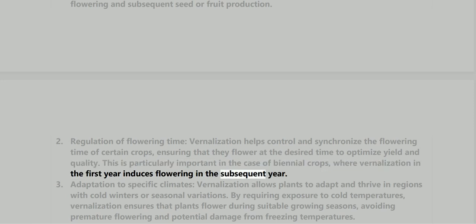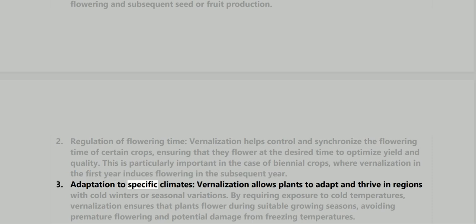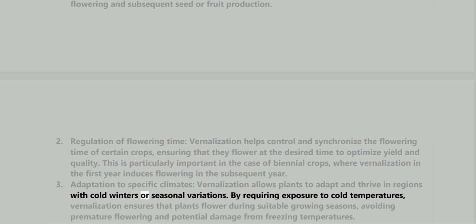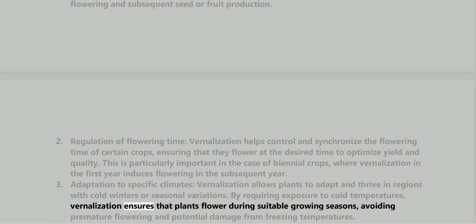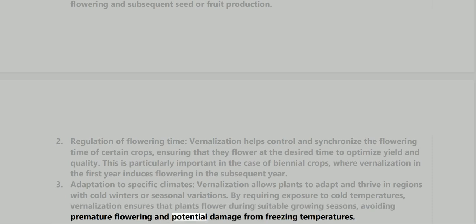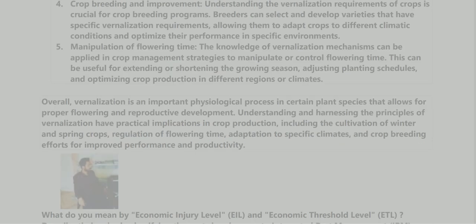3. Adaptation to specific climates. Vernalization allows plants to adapt and thrive in regions with cold winters or seasonal variations. By requiring exposure to cold temperatures, vernalization ensures that plants flower during suitable growing seasons, avoiding premature flowering and potential damage from freezing temperatures. 4. Crop breeding and improvement. Understanding the vernalization requirements of crops is crucial for crop breeding programs. Breeders can select and develop varieties that have specific vernalization requirements, allowing them to adapt crops to different climatic conditions and optimize their performance in specific environments.